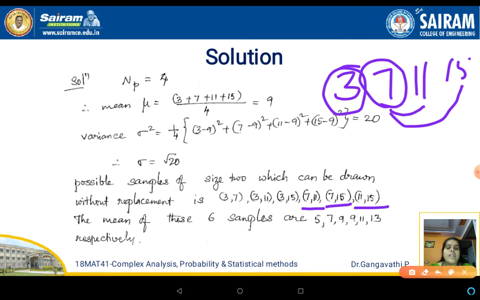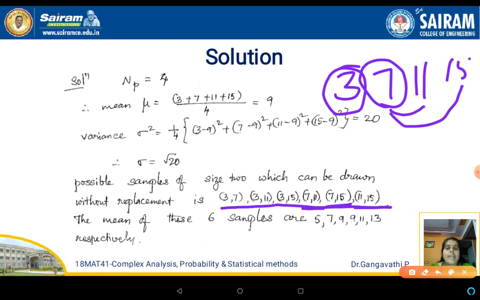So these are all. Therefore, the total number of possible samples that can be drawn from the given population without replacement are these many. Totally there are 6 samples available. So we need the mean of these 6 samples.